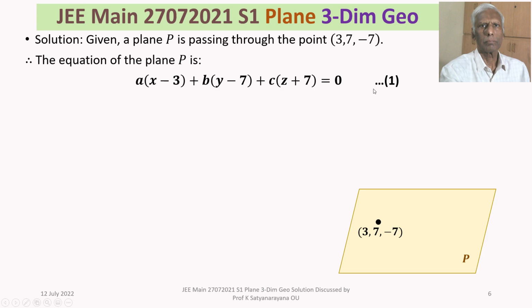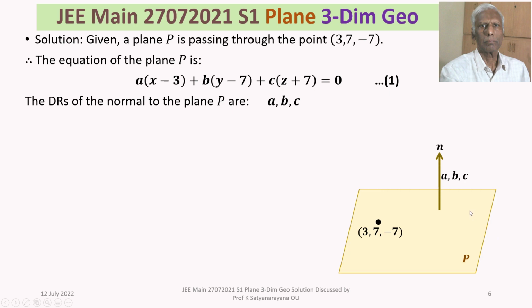0. Let us call this equation 1, where a, b and c are the direction ratios of the normal to this plane. So, the direction ratios of the normal to this plane P are A, B, C. Look at the demonstration. That's the normal to the plane, and the direction ratios are A, B, C.